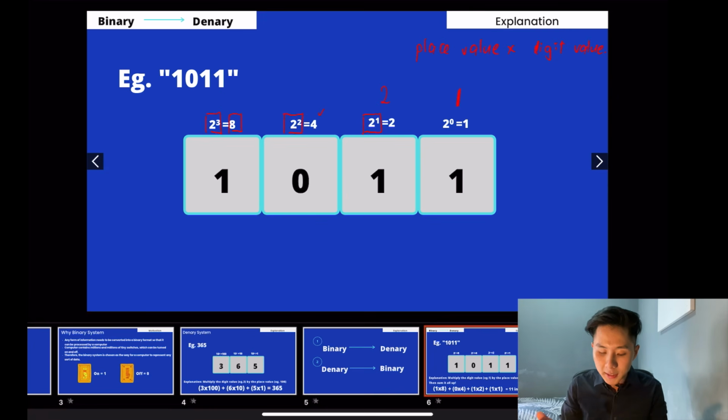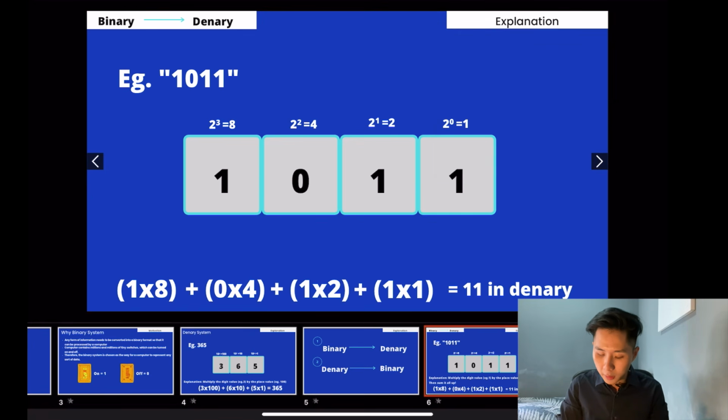To obtain the Denary value of this binary, all we have to do is multiply the place value with the digit value. So it will be 1 multiplied by 8, plus 0 multiplied by 4, plus 1 multiplied by 2, plus 1 multiplied by 1. And we'll have the answer of 11. So let us check if that's the correct answer. Yes, we have the value of 11.